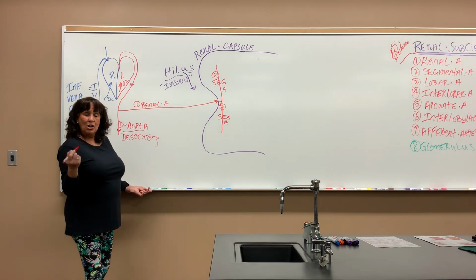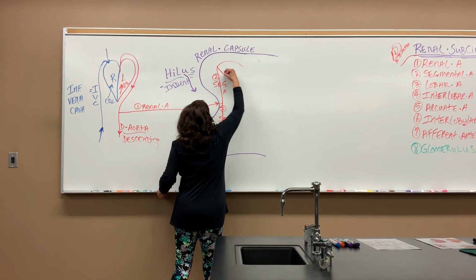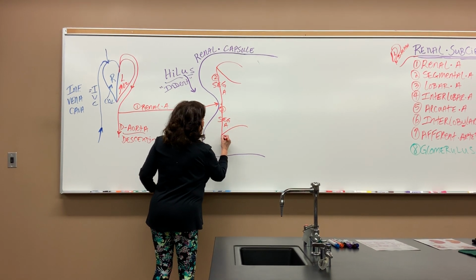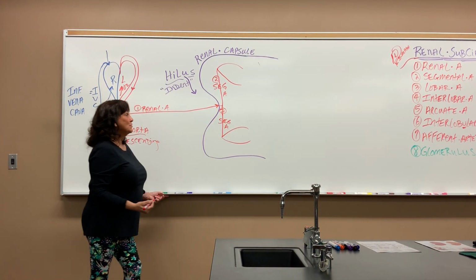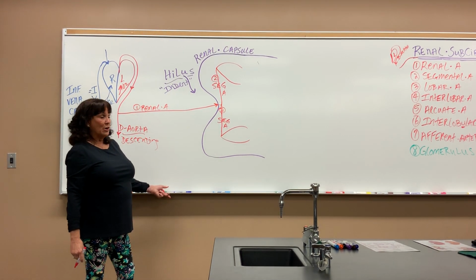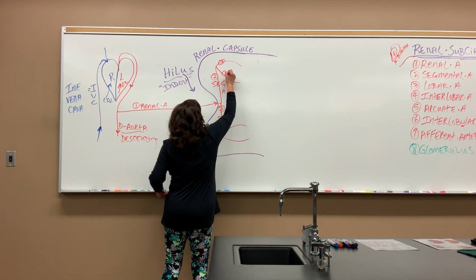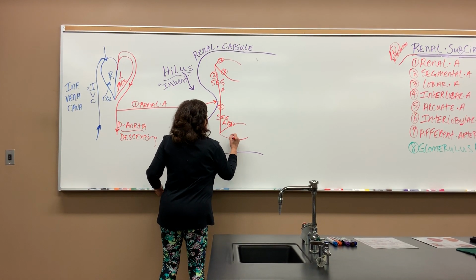Now the segmental artery is going to get smaller, and I like to think of these as like lobster claws. Lobster claws, and it gives off two sets of smaller arteries, and these are all named the same thing. Number 3.